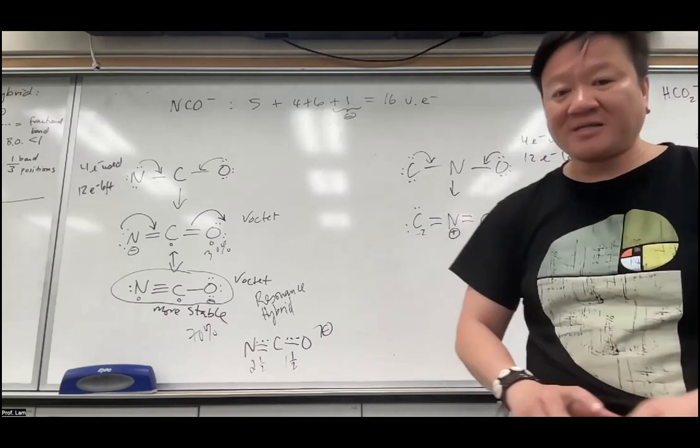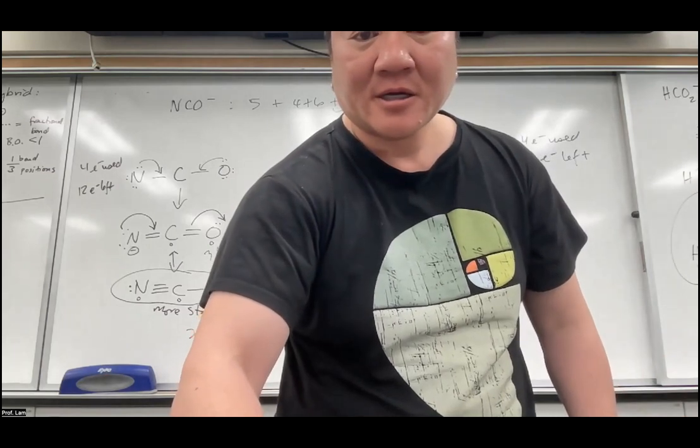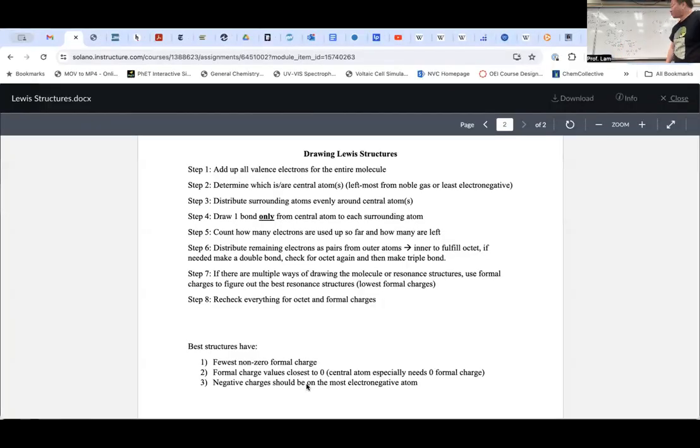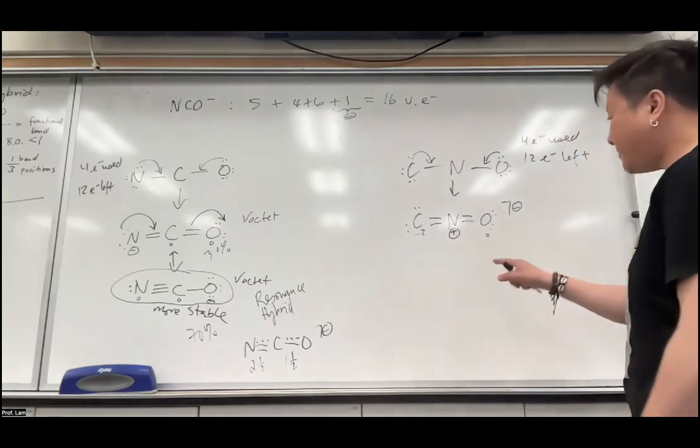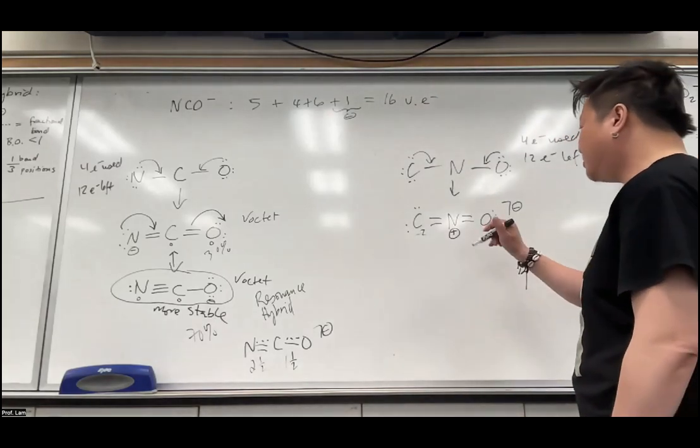As far as best structures, let's go back. Fewest non-zero formal charges. Not looking so hot, right, compared to the other one, because it has 2 non-zero formal charges, and we have a really big formal charge. So criteria 2 is kind of bad too, because the formal charge should be close to 0. We got a -2. That's really far from 0. And then third, the negative charge should be on the most electronegative atom, which is the oxygen. Again, we can try to make it better. So let's make it as good as possible.